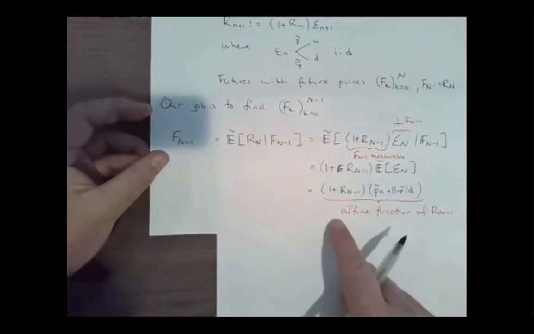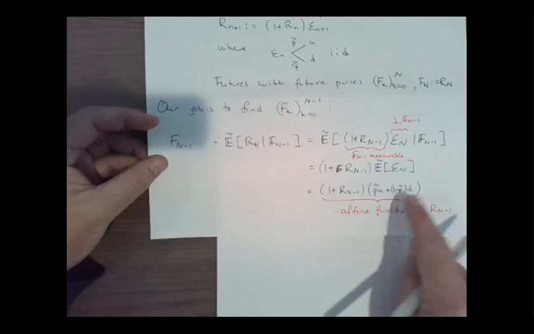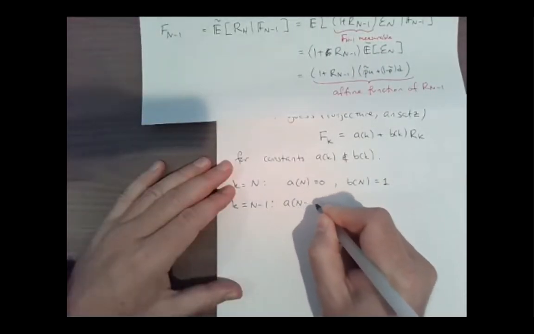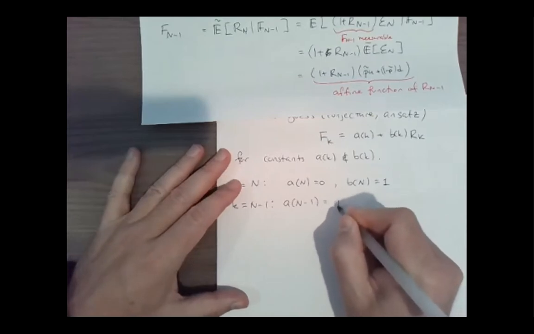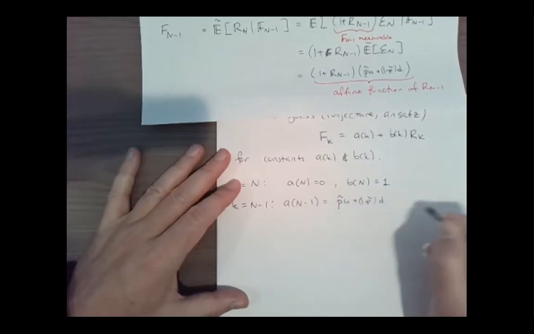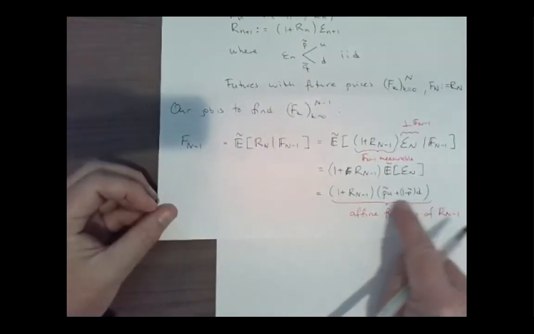And what is it for the other one? This is 1, so we get this quantity over here. So A_{n-1} is equal to P tilde U plus (1 minus P tilde) D. And B_{n-1}, the coefficient in front of R, is the same coefficient.